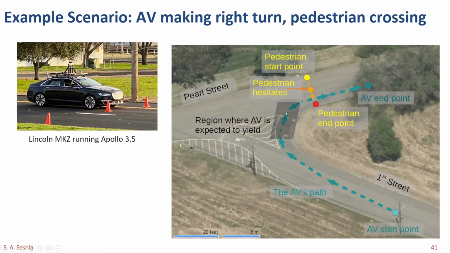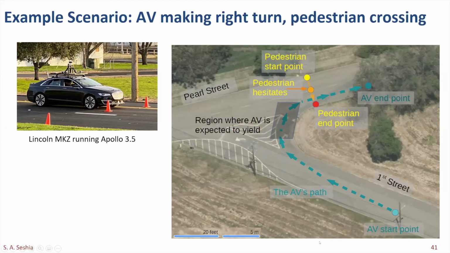But at this point, when it turns right, there's a yield sign and a pedestrian crosswalk. We modeled a scenario where a pedestrian, in this case implemented by an actuated pedestrian dummy, starts off at the yellow dot and then wants to go to the red dot, but hesitates in between at the orange dot.